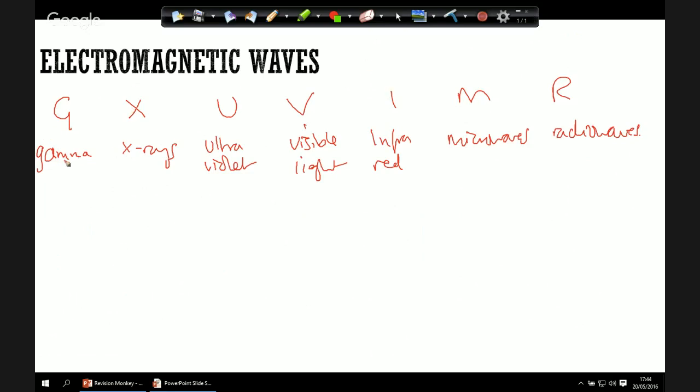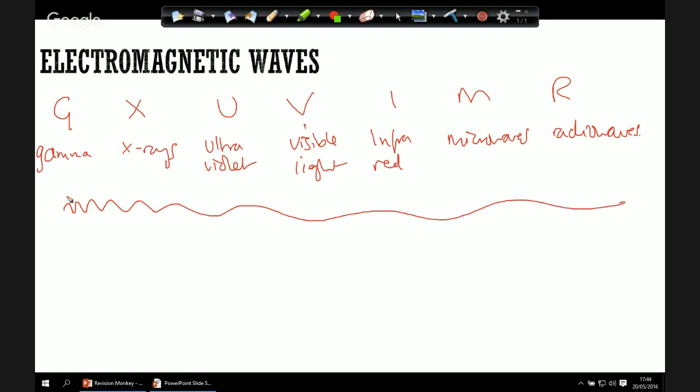Now, what I really strongly recommend you to do in exam is write down your letters that you've got. Okay, so write down G, X, U, V, I, M, R, and then draw a wave to show the frequency and the wavelength. So if you do straight away in your margin or anywhere on the white piece of paper, draw a wave like this.